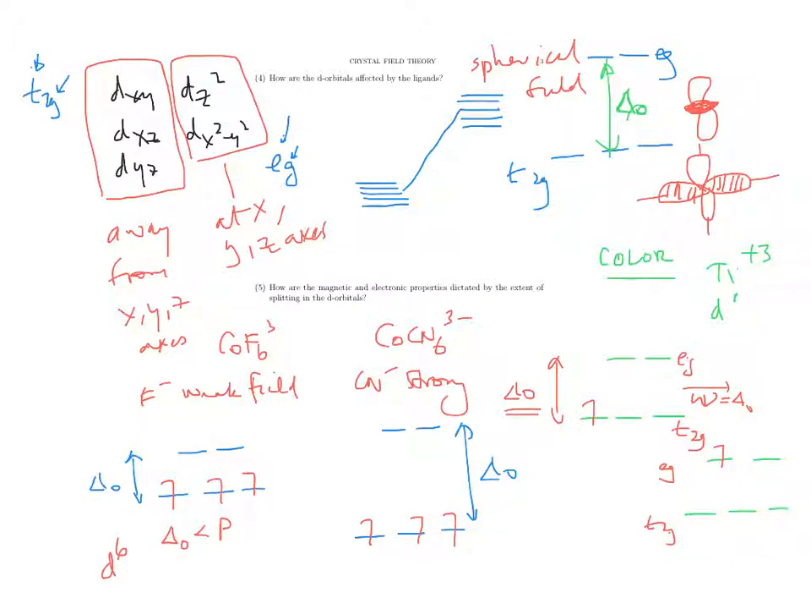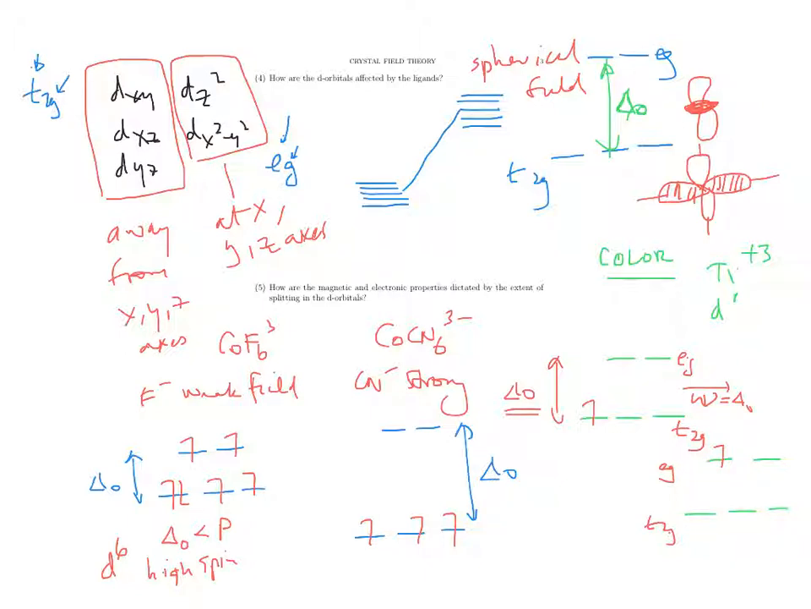That is to say, the electrons would rather go into different d orbitals than pair up. So the 5 electrons go into different d orbitals. The 6th electron puts one more in the t2g set. But this gives us something called the high spin configuration, because we have more unpaired electrons than we necessarily need to have.